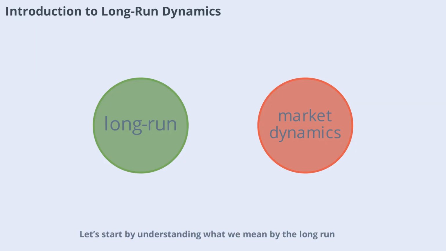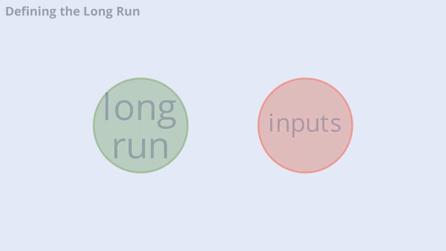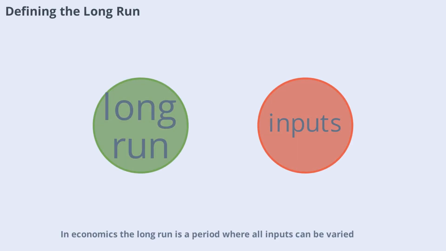Let's start by understanding what we mean by the long run in economics and why it matters for businesses and consumers alike. In economics, the long run is a period where all inputs can be varied, and firms have enough time to enter or exit the market. Unlike the short run where some factors are fixed, the long run allows for complete flexibility. This means businesses can adjust their scale of operations, adopt new technologies, or even leave the industry if profits aren't attractive. This flexibility is key to understanding how markets adjust and why profits tend to normalize over time. Let's see how this plays out in real-world markets.